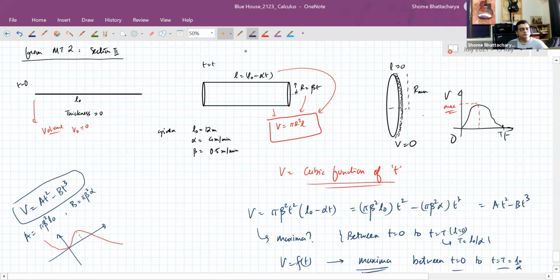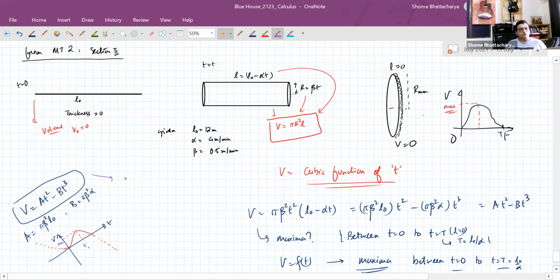But for us, which part of the graph is important? Only the part of the graph between here and here, because volume cannot actually be a negative quantity. So the rest of it is just a guideline. For us, only this section is important, between 0 and this time. And in this section, we'll get one particular value of time, let's say T1, at which the volume is maximum. And that's what we have to calculate.